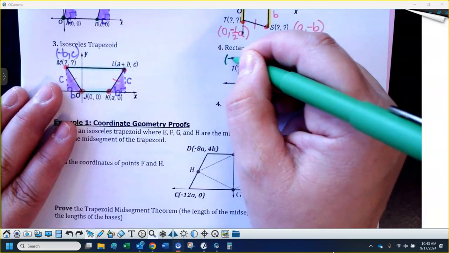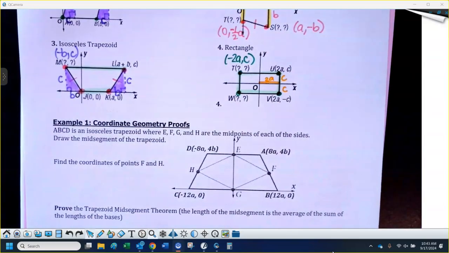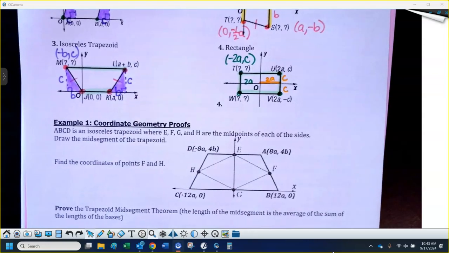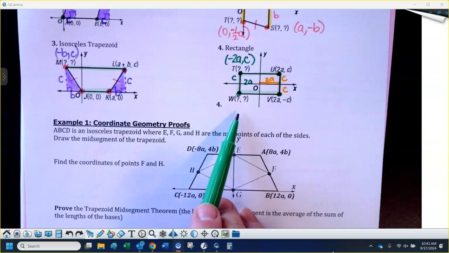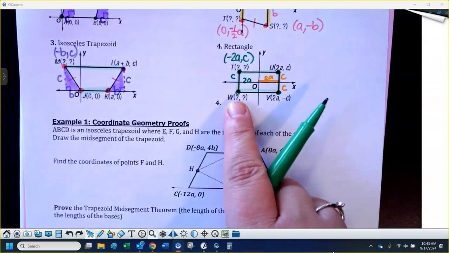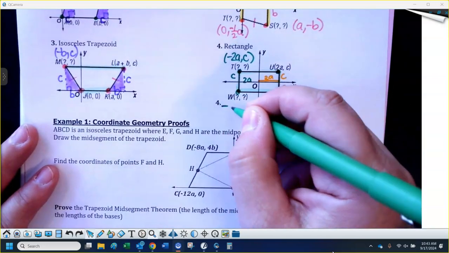Negative 2A. What would your y coordinate be? Perfect. All right, and you guys see the two across the top, they have to have the same y coordinate. They're the same height. The only reason this is negative 2A is that this distance is 2A, but I'm going to the left. That's why. And then you go up C. What would point W be? Am I going left or right if I'm trying to get to this point? Left or right? Left. Okay, so it has to be negative.